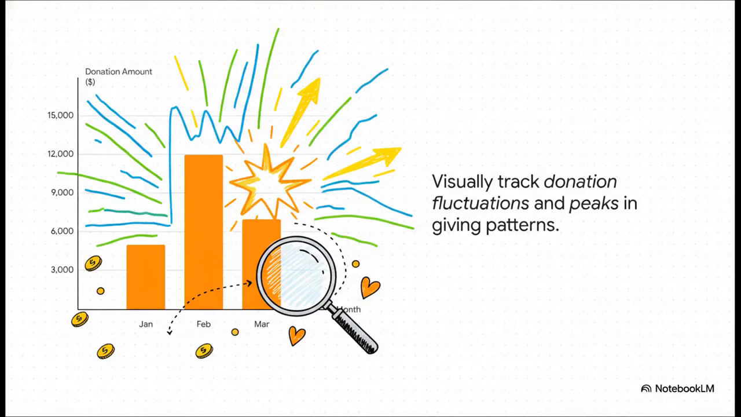And a simple visual, something just like this bar chart, does exactly that. I mean, take a look. You can immediately see the monthly patterns, you see the ebbs, the flows, and then boom, right there, a huge peak in giving in March. So the question instantly becomes, okay, what did we do in March? Was it the annual gala? That new social media campaign we tried? This is the kind of clarity we're talking about.